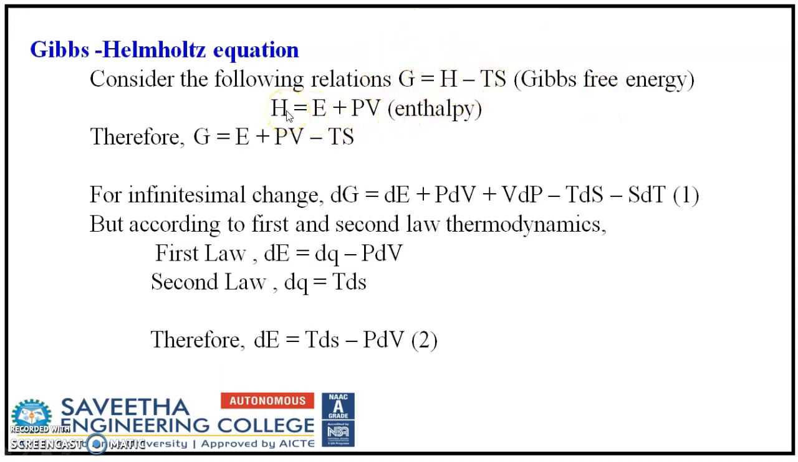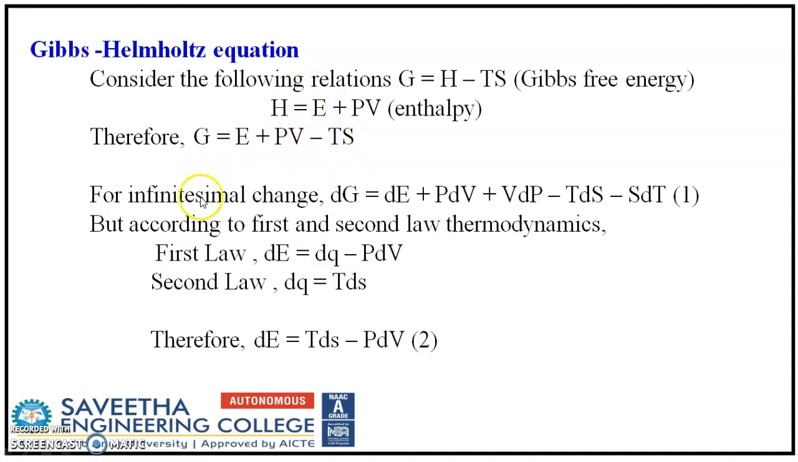And we will also take the mathematical representation of enthalpy. H is equal to E plus PV. So substitute this enthalpy equation into the Gibbs free energy equation. The above equation becomes G is equal to E plus PV minus T into S. See here, P, V, T, S are changing.